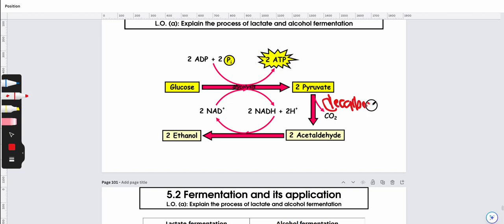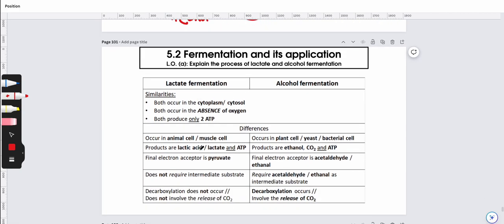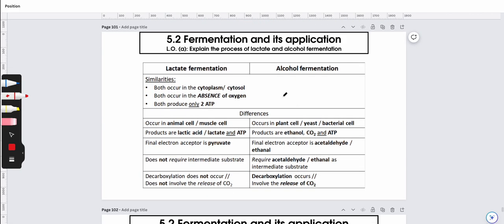Okay, so decarboxylation. Carboxyl group, we release CO2. So that's why we call it decar, like decaf, no caffeine. So no carbon dioxide, decarboxylation. So please remember we have 2 steps here instead of 1. From pyruvate to acetaldehyde and then acetaldehyde finally to ethanol, which is alcohol. Ethanol is alcohol. This is something that you have to take note. So you have to know the difference and also the similarities between lactate fermentation and alcohol fermentation.